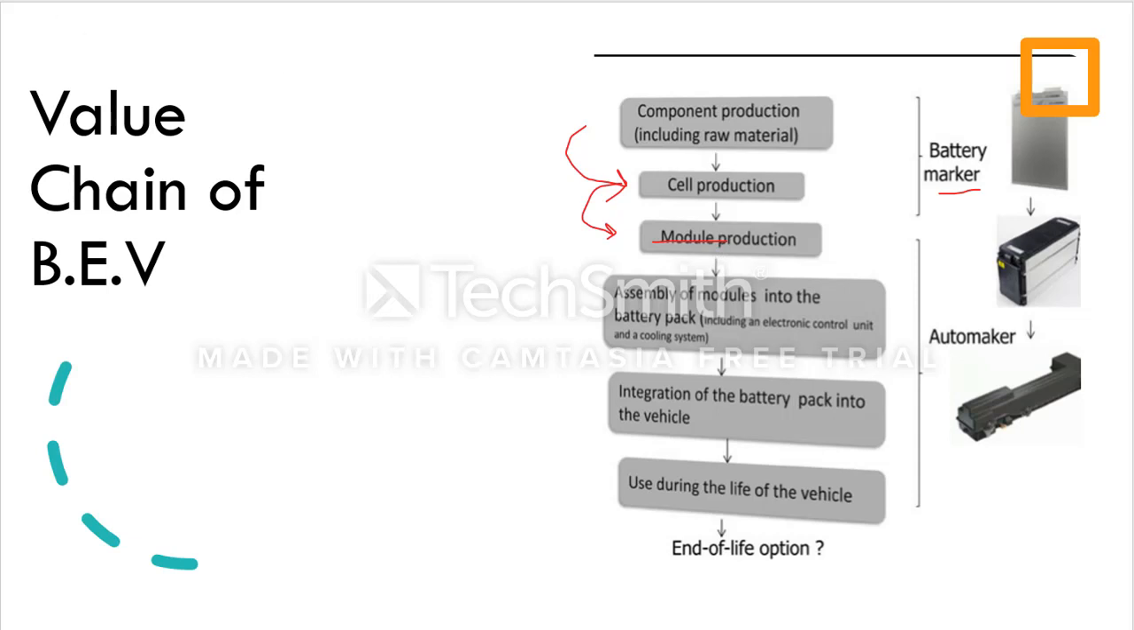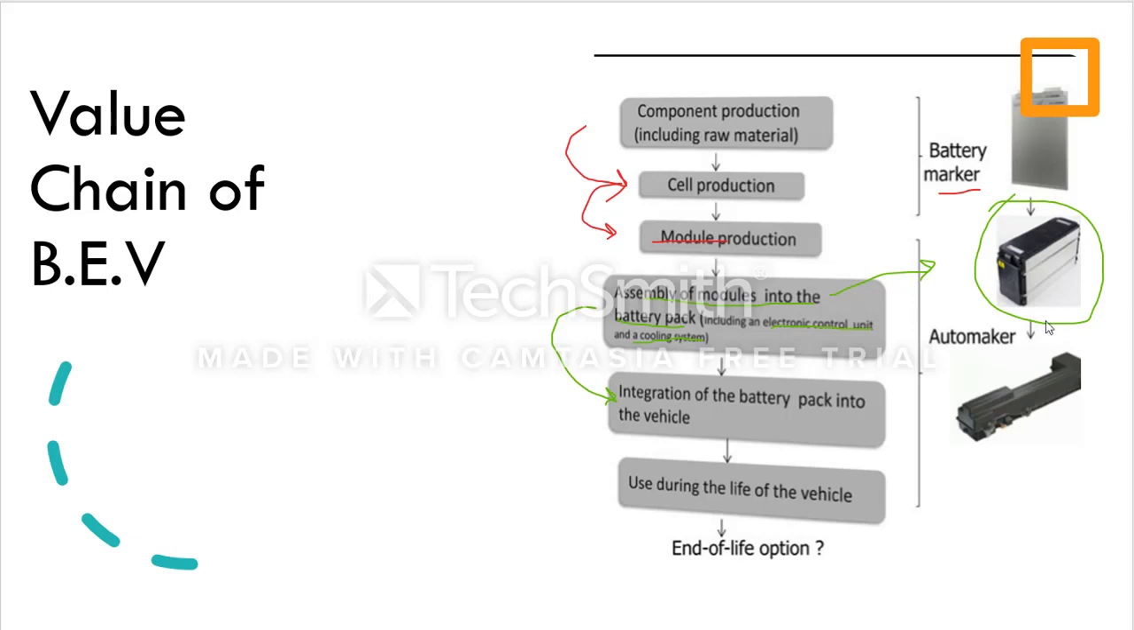Once this is completed, we are doing an assembly of different modules packed together. So this is the assembly of modules into a battery pack. This includes an electronic control unit and a cooling system with it. And at the end of the presentation, I'll be explaining the cooling system a bit. Now, once the modules are packed together, which look something like that, then the integration of the battery pack into the battery vehicles happens.